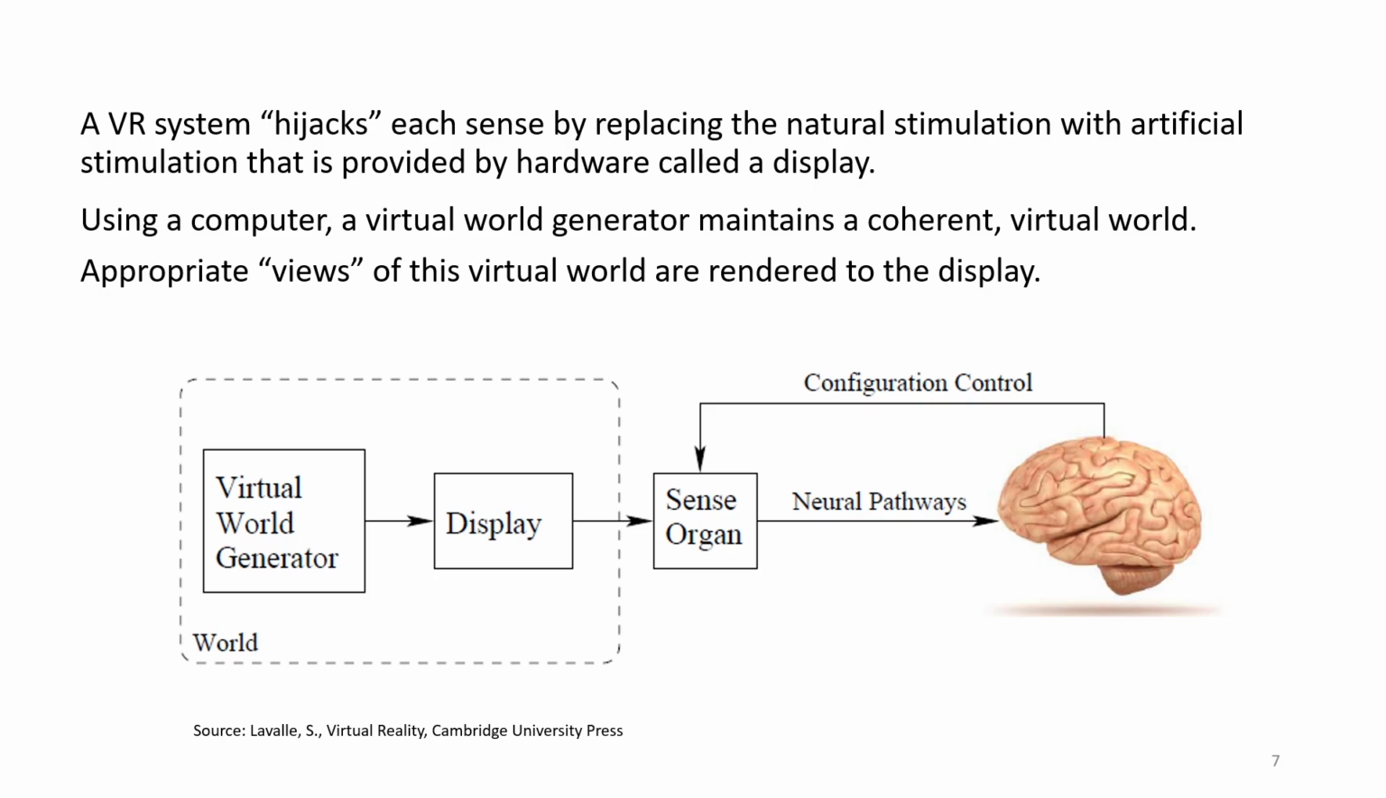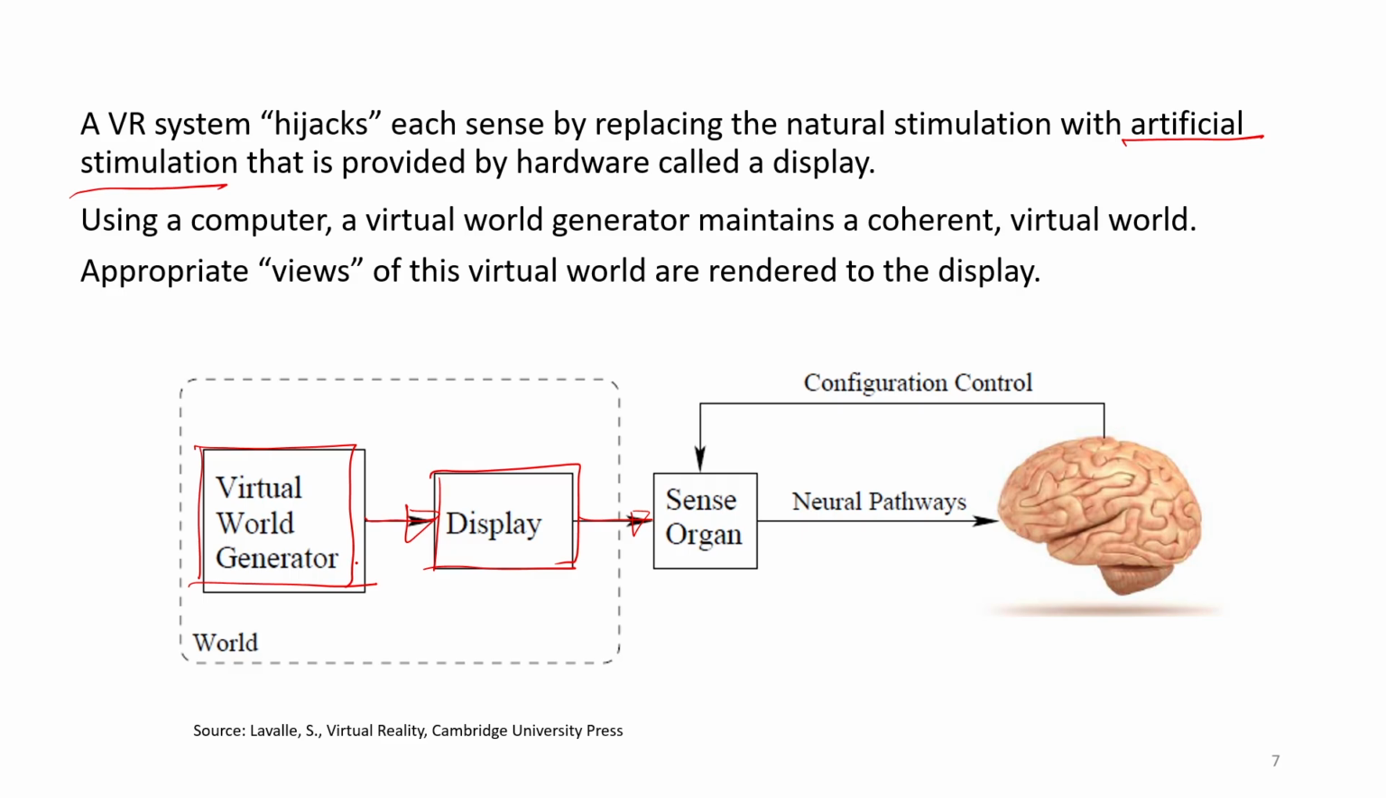In a VR system, the VR system hijacks each sense by replacing this natural stimulation which we get from the real world with artificial stimulation that is provided by a hardware that we call a display. This display provides the stimulation, and to be able to provide that stimulation, this display must be generated, and for that we need a virtual world generator.